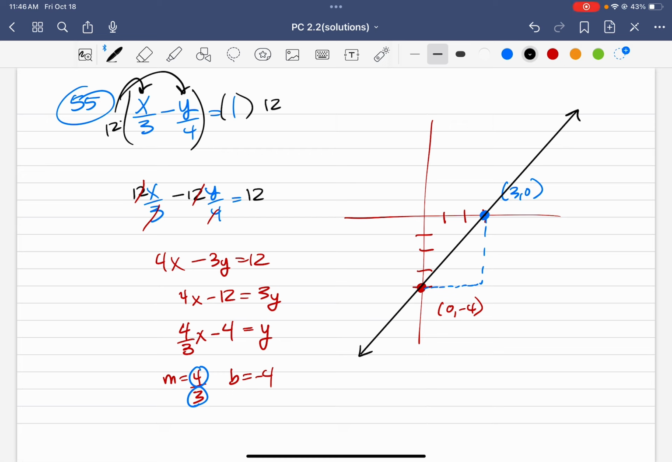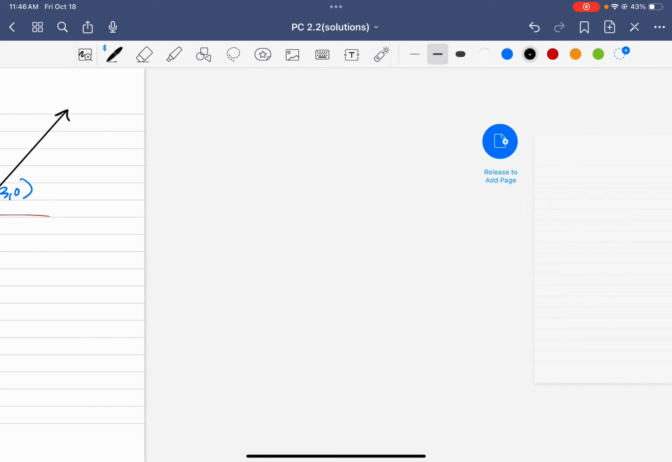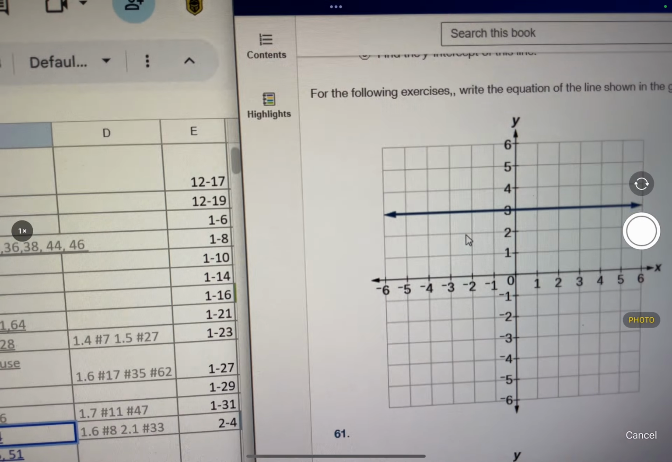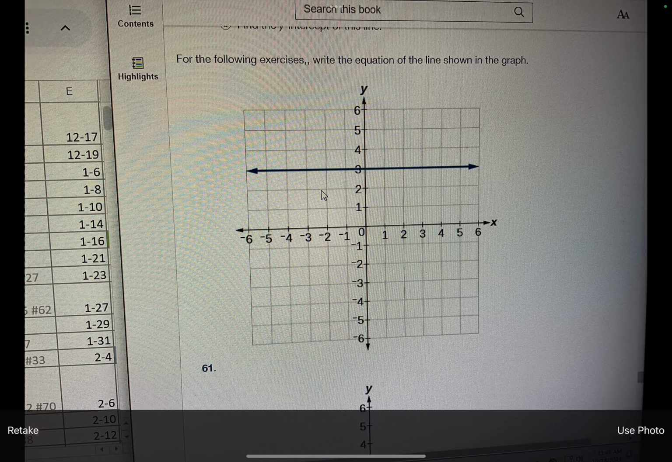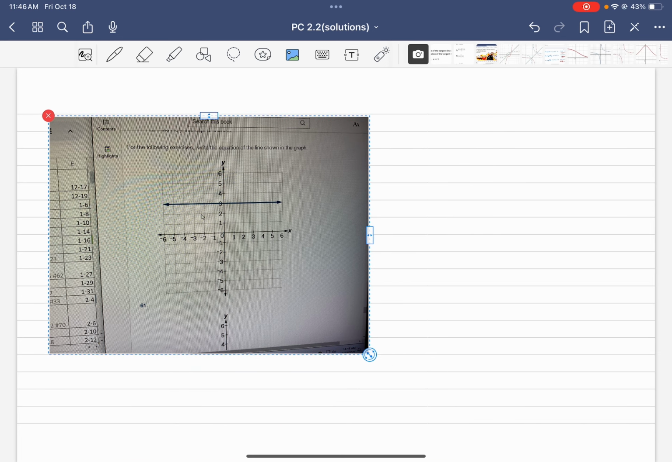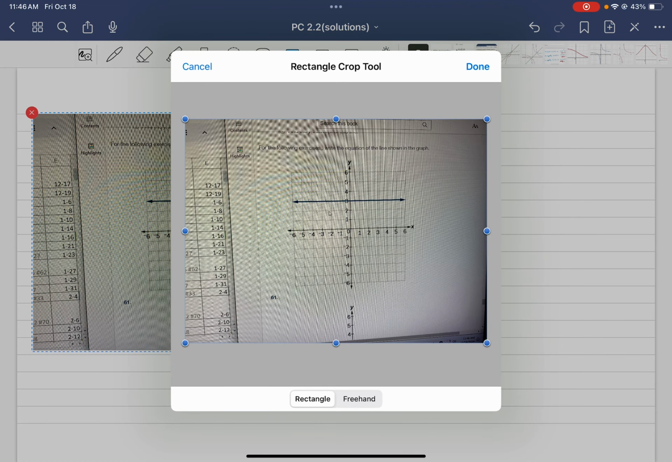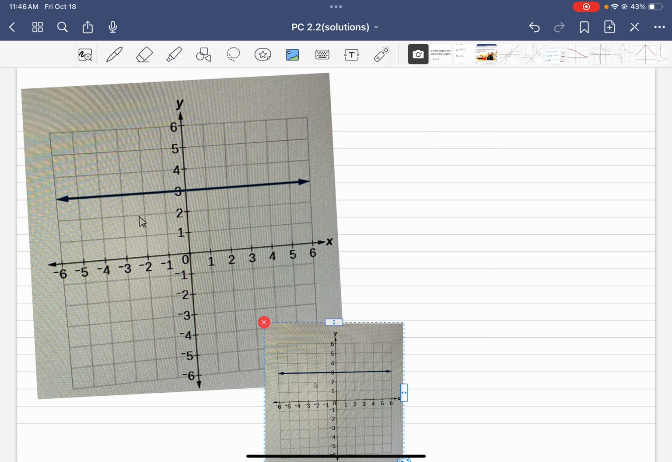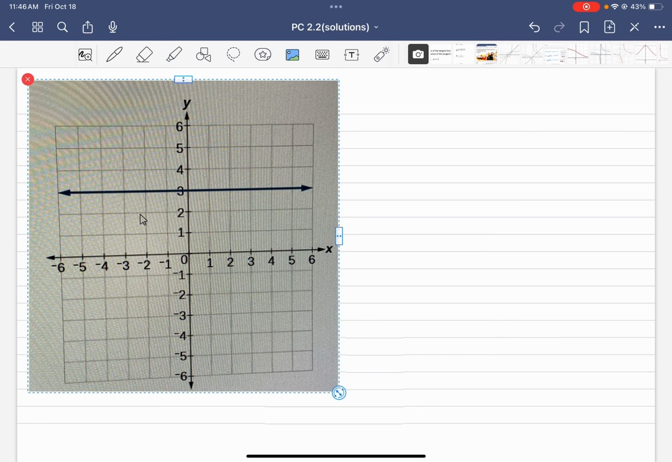All right, that's 55. Then I go to 61. And 61 just wants to remind you, for this graph right here, if that is 61, let me crop that to make it look a little better. So if that is 61, then notice that what all those points have in common is they have the same y value. So this would just be y is equal to 3.